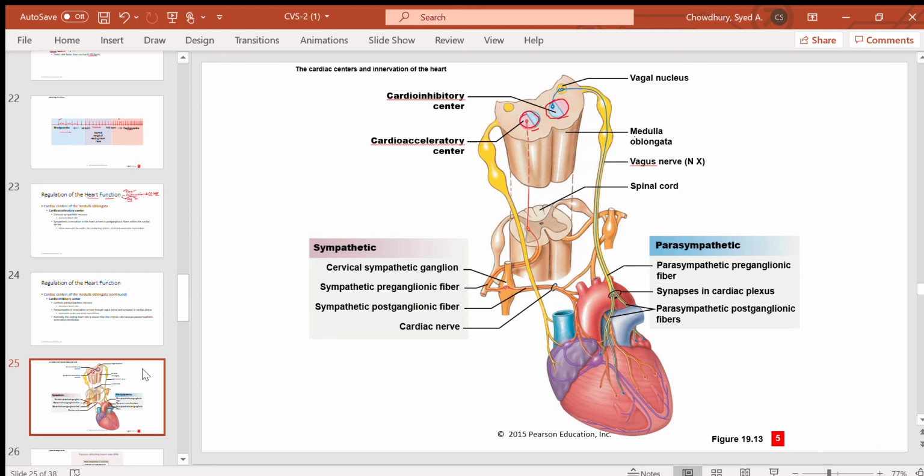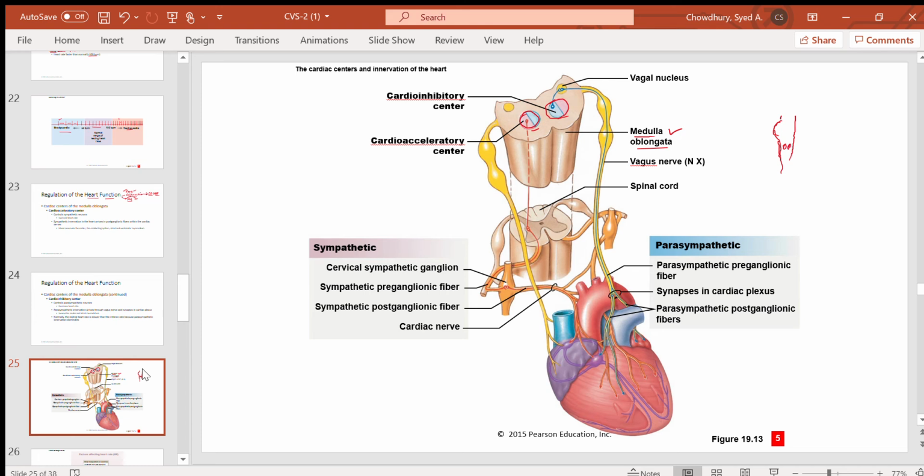Where in the brainstem? Brainstem has pons, medulla oblongata, you must remember. So in the medulla oblongata part, if you remember in P1, you have seen the brainstem. This is the pons, kind of round, right? And this is the medulla oblongata, then the spinal cord. So in the medulla oblongata, you have the cardiac centers, okay?